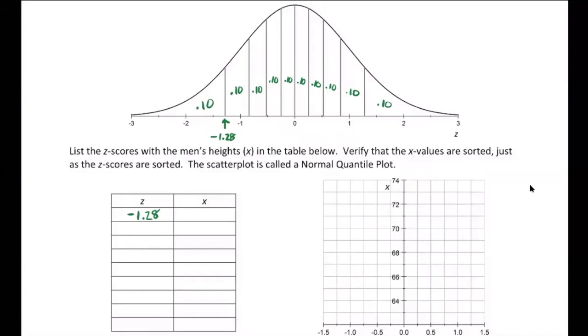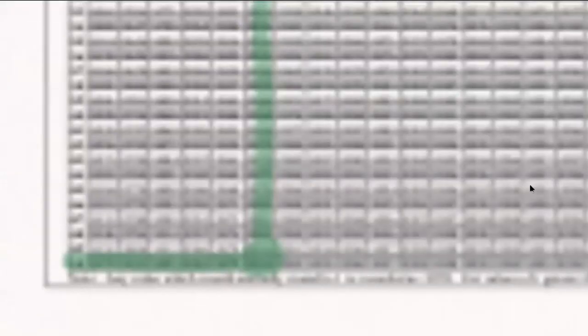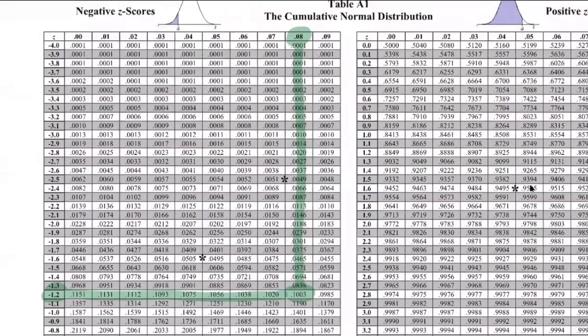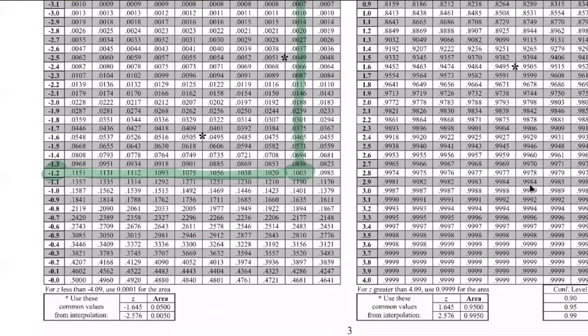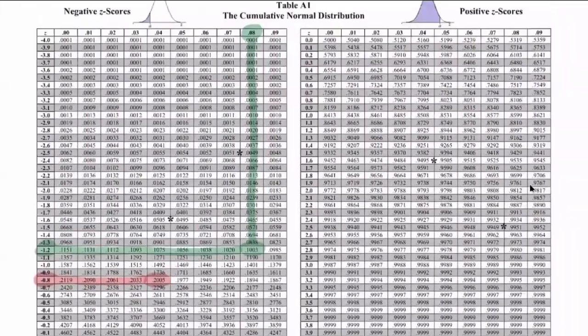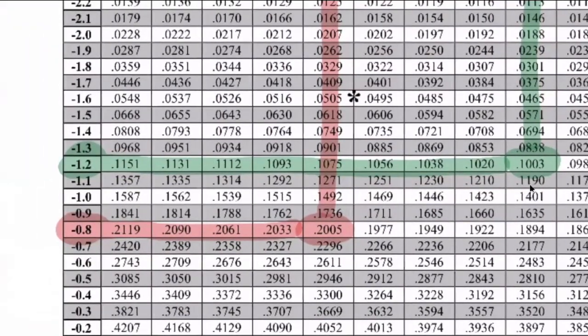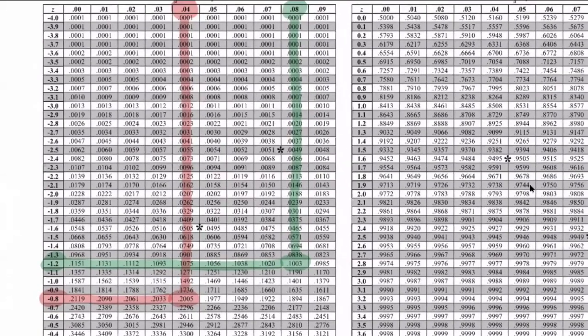The next Z-score has an area to the left of 0.20 now. Let's get it. Oops, wrong table, hang on. So the next one's 0.20. Find it? See, there's a 0.2005 here. So that goes with a negative 0.84, I think. 0.2005 with a negative 0.84.